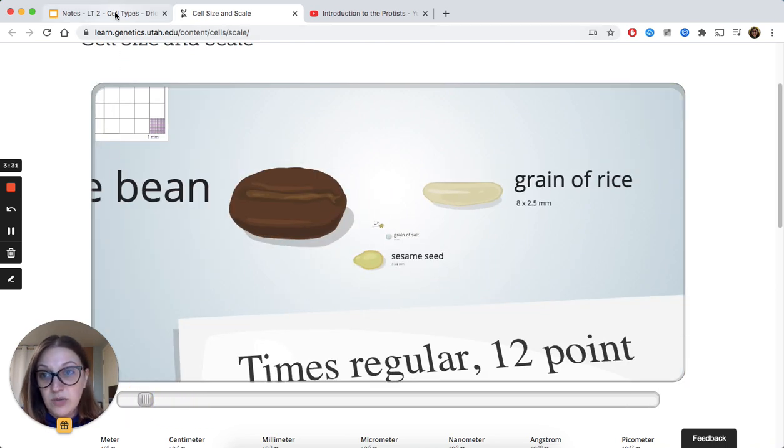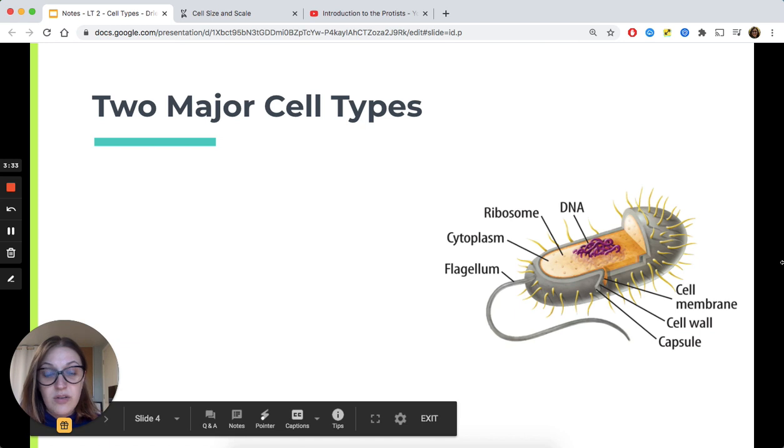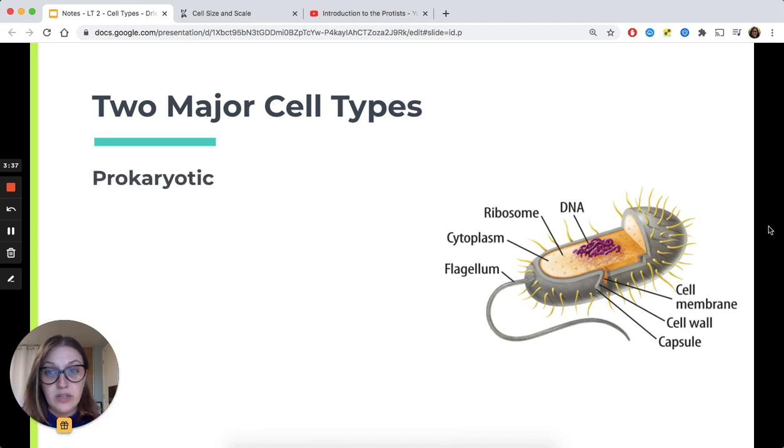All right, so going back to our notes. So there are two major types of cells that we will be learning about. The first we are going to learn about are prokaryotic cells. Prokaryotic cells, those are the bacterial cells that we saw. These are the smallest types of cells. They have very simple structure.